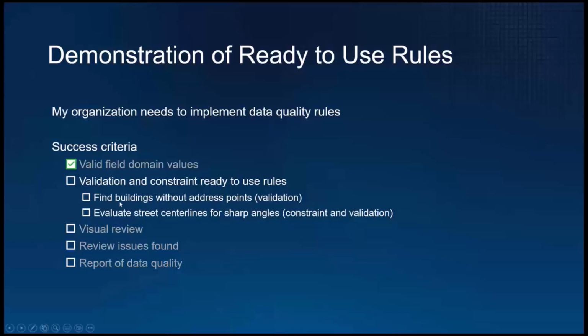So first, we have address data that I'm working with, and we want to make sure that every time we add a building, we also have an address point that falls within it. So we're going to set that up as a validation rule. And then next, it'll be both a constraint and validation rule for our street center lines.